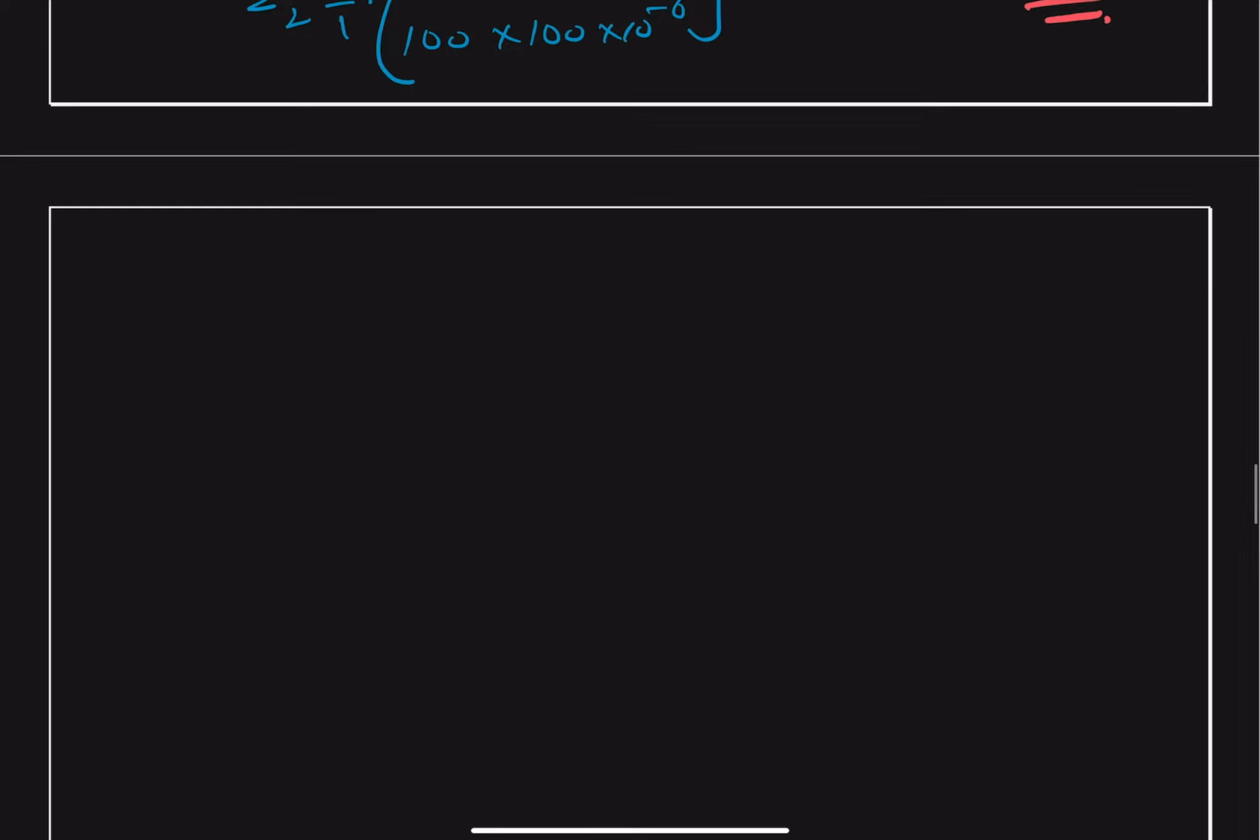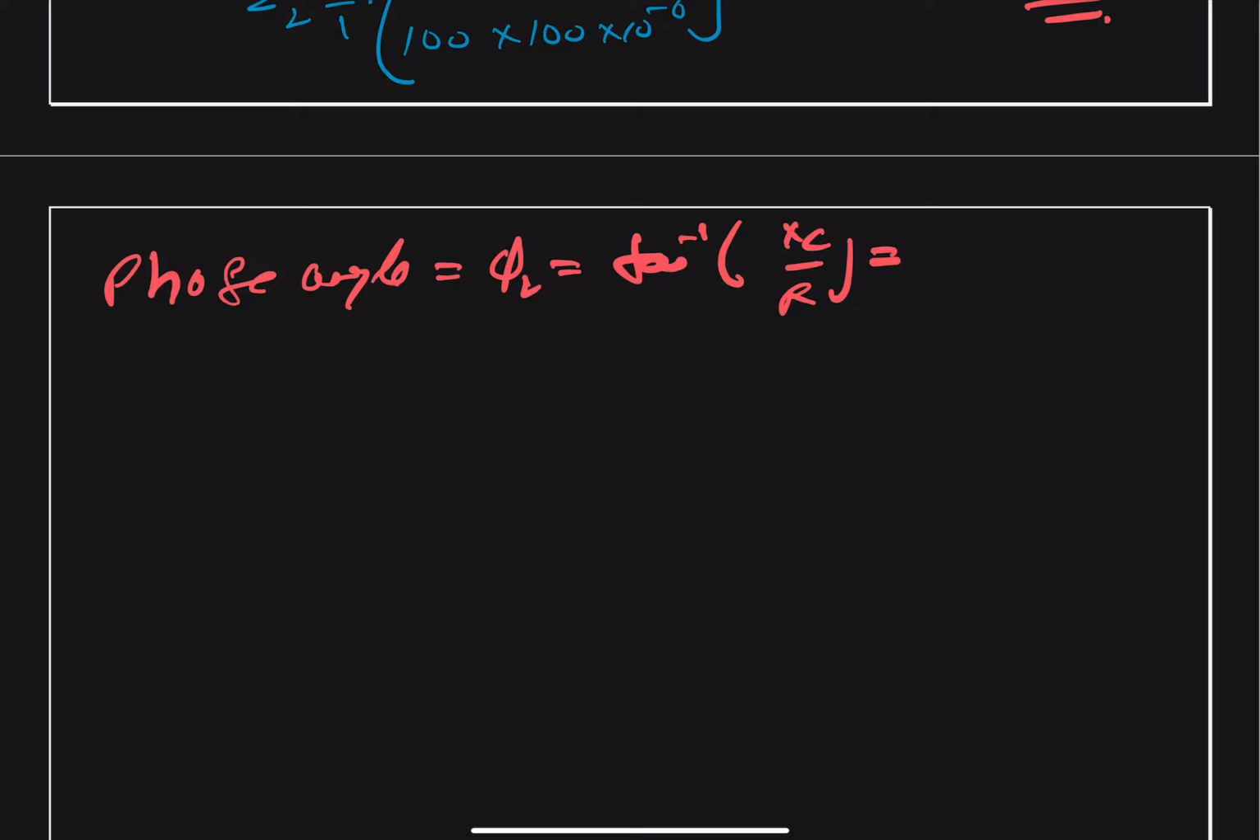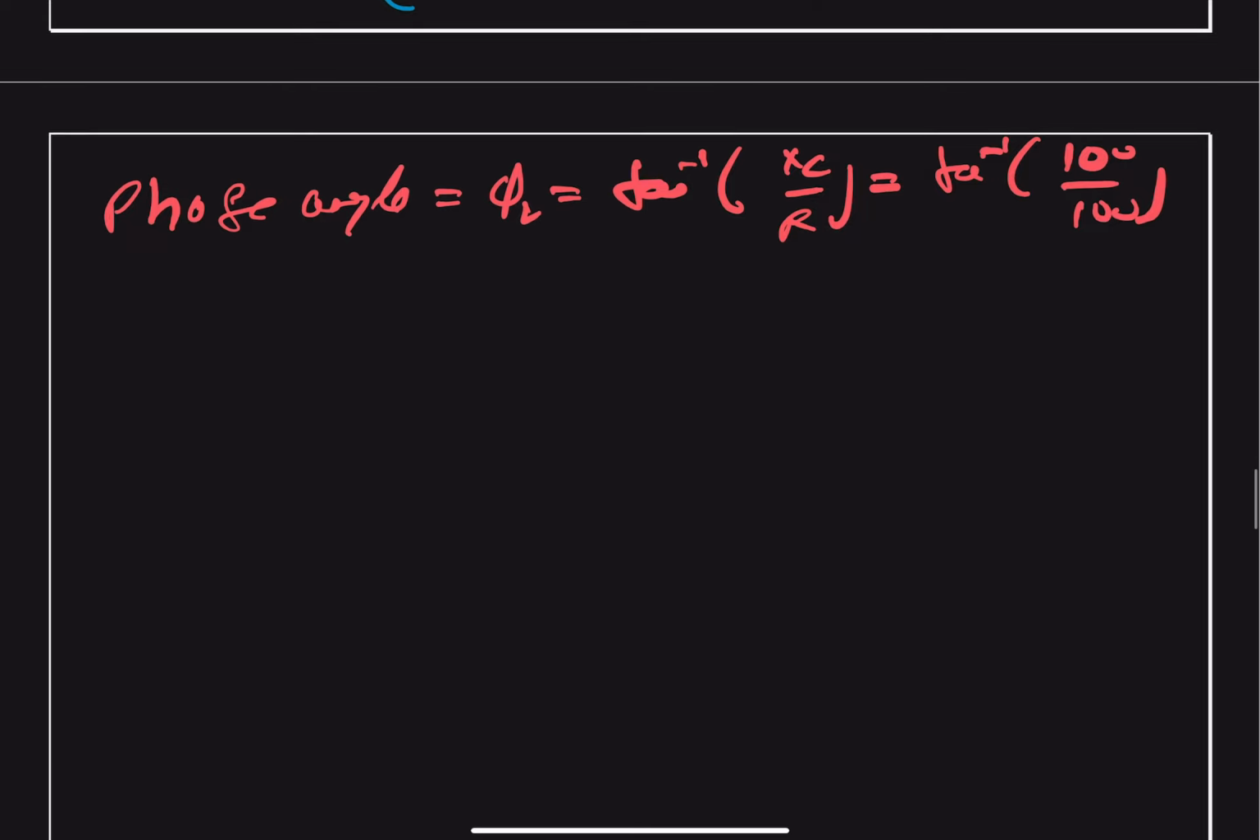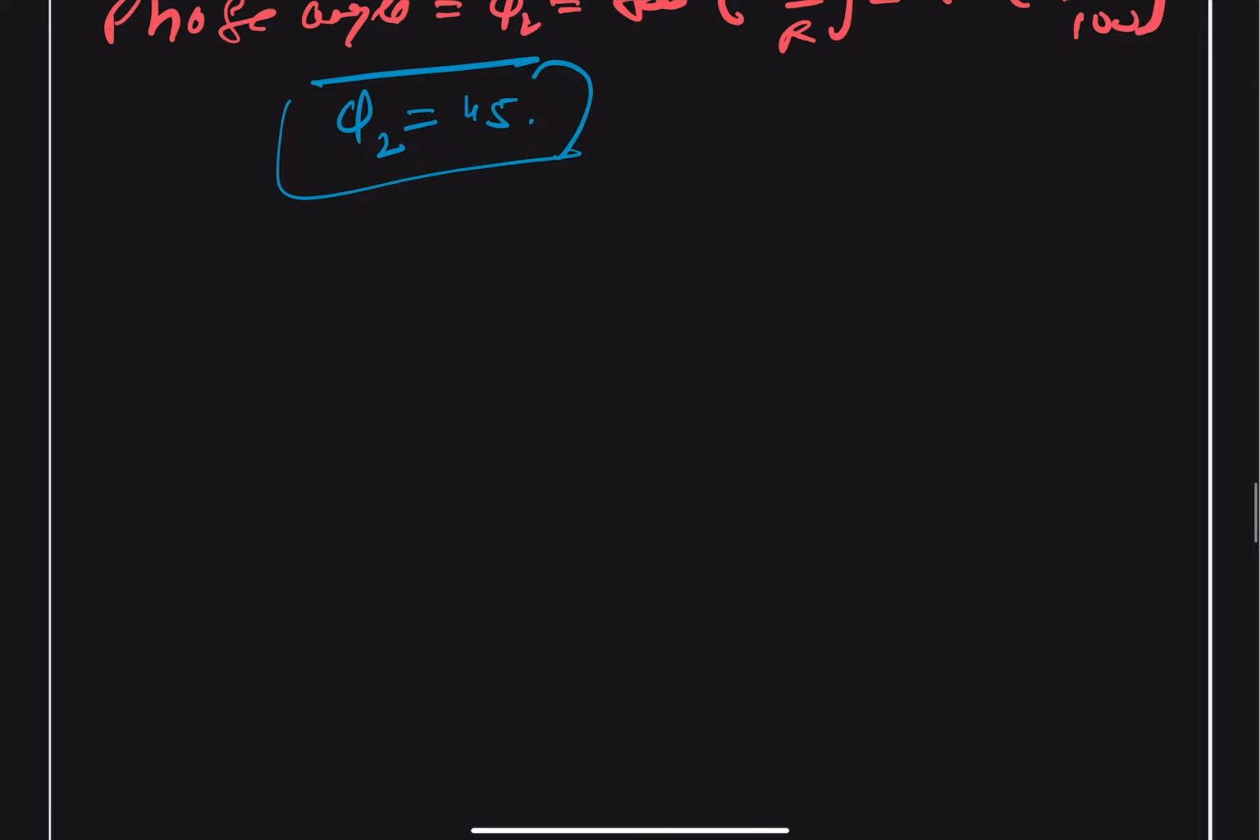Similarly, we are going to find out the phase angle phi 2. Phase angle phi 2 will be equal to tangent inverse of XC upon R, which gives us tangent inverse of 100 upon 100, once again giving a phase angle of phi 2 equal to 45 degree. Now we can find out the current I2. I2 will be equal to V upon Z2. V was our 20, this becomes 100 square root of 2.